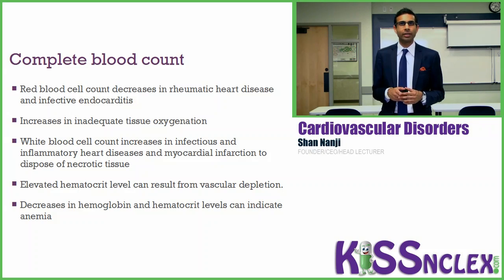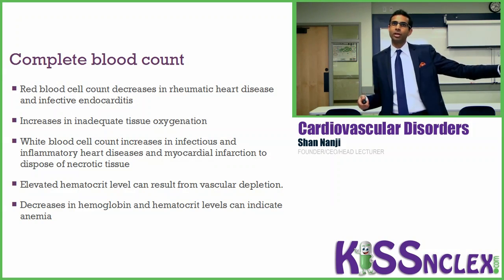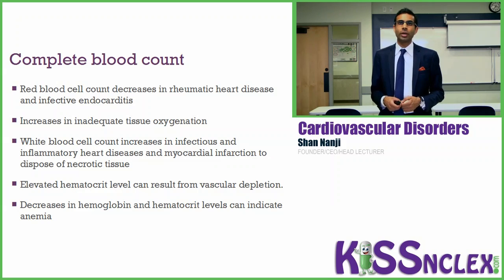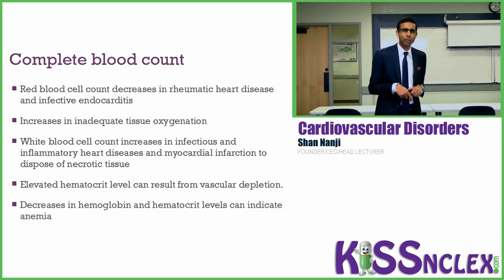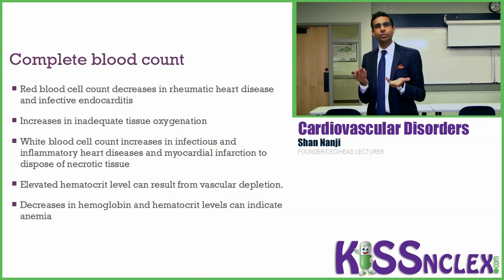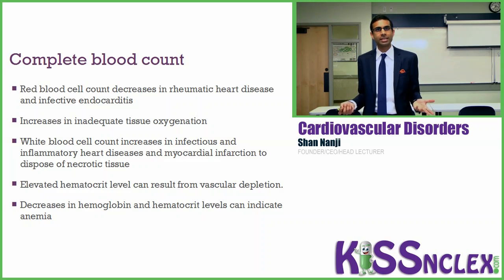And red blood cell count can decrease in rheumatic heart disease and infective endocarditis. It can also increase, though, in inadequate tissue oxygenation. And let's talk about white blood cells. Well, white blood cells are important with your immune system. So they increase in infections and inflammatory heart diseases, as well as myocardial infarct.